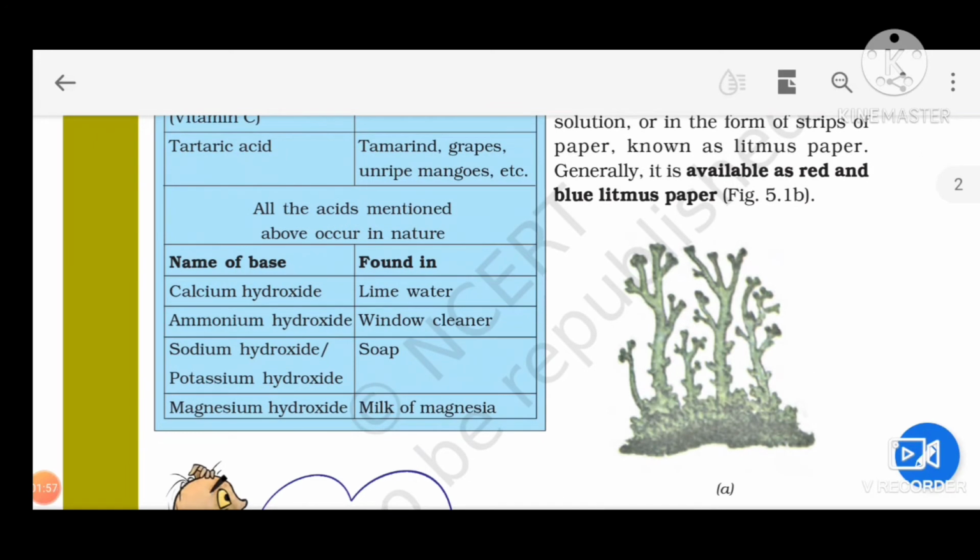Now, the names of some bases and the items in which we find them. Calcium hydroxide we find in lime water. Ammonium hydroxide is in window cleaner. Sodium hydroxide or potassium hydroxide is present in soap. Magnesium hydroxide is present in milk of magnesia.